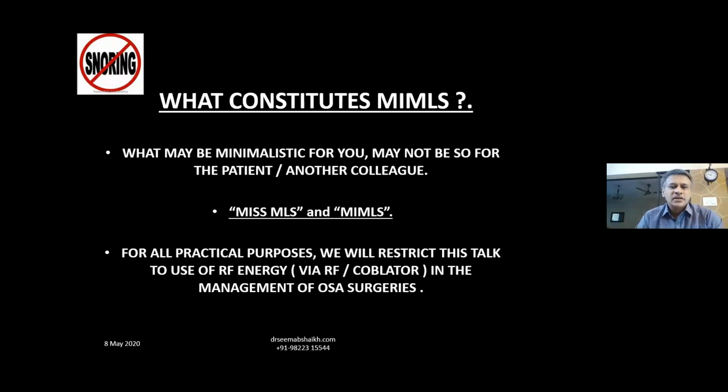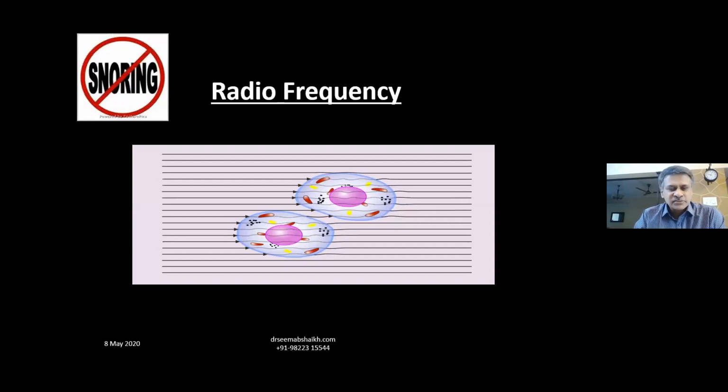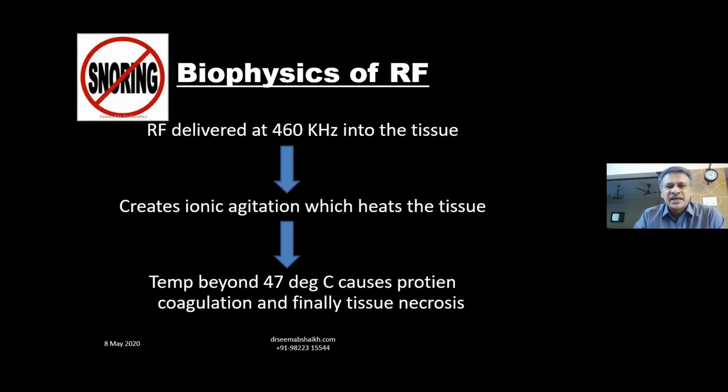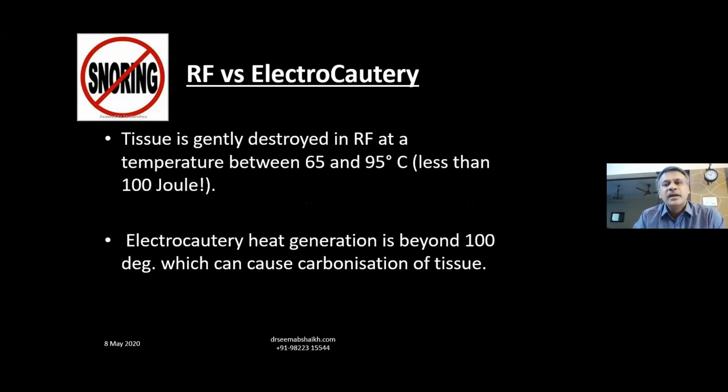Yeah. So for all practical purposes, I will restrict this talk to the use of RF, either by coblator or RF, in the management of OSA surgeries for the palate as well as the tongue base. So just simple basics. RF is very simple energy. It creates ionic agitation, heats the tissue, thereby causing protein coagulation, causes fibrosis, and then there's volumetric reduction.